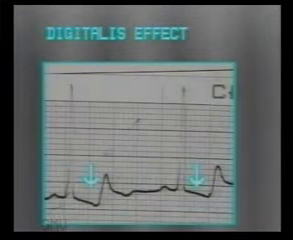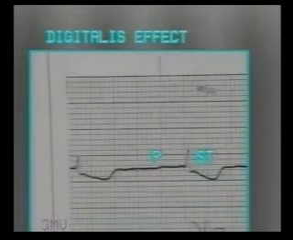Now the second type of ST depression is due to the effect of digitalis. This is the typical ST segment depression due to digitalis, described as mirror image of check mark. It slopes downwards gently and then rises steeply. It is best seen in leads with a tall R wave. The T wave amplitude is reduced and with severe toxicity, T wave becomes flat.